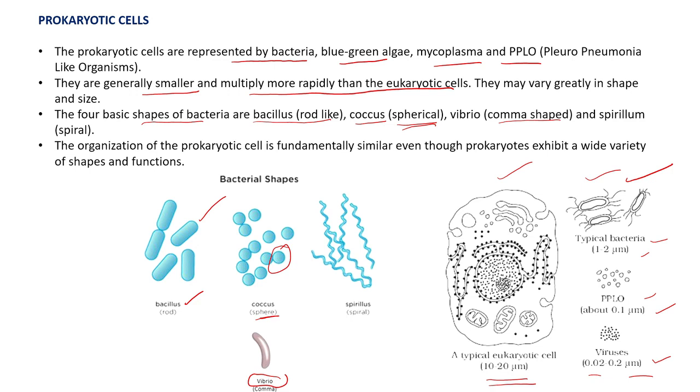You have heard the term Vibrio cholerae, Staphylococcus, Bacillus, and also Spirillum, which means spiral shape. So if bacteria are of spiral shape, they are called spirilla. The organization of the prokaryotic cell is fundamentally similar even though prokaryotes exhibit a wide variety of shapes and functions. It doesn't matter that they have different sizes and shapes, their fundamental functions are very similar.